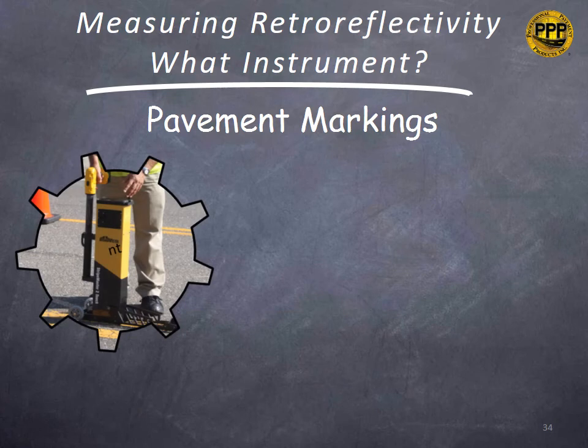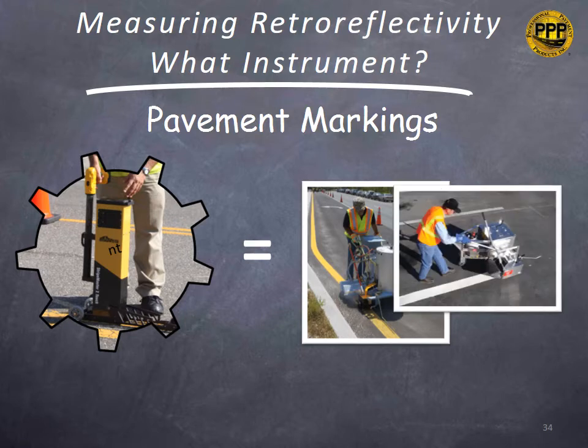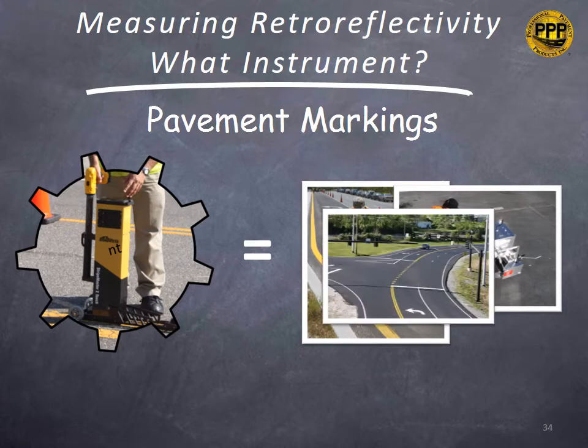Now let's look at pavement markings. The handheld pavement marking retroreflectometer is used to measure pavement markings in the field. These devices take a single measurement at a time of a small specific area of the marking. Therefore, it's best used for smaller pavement marking applications, like intersections and turn lanes. It's also good for smaller government agencies that want to confirm the quality of their contractors' work.